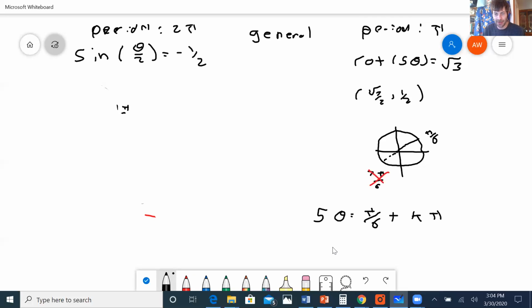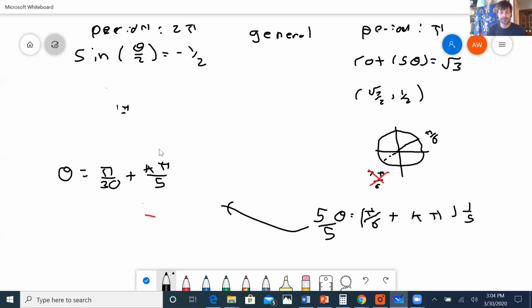And I just divide everything by 5. And on that side, I think of it as times 1/5. But then I get theta is pi over 30 plus k pi over 5.